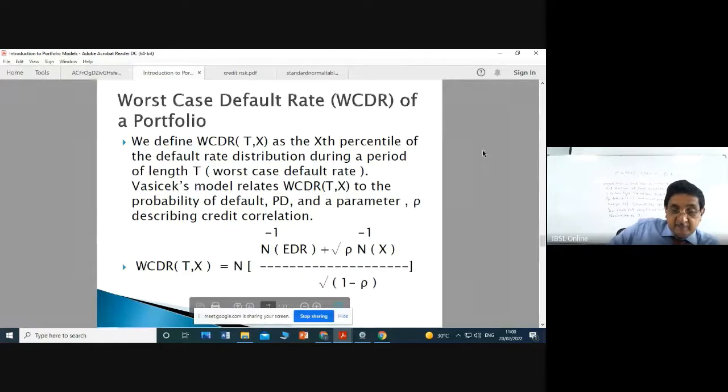Now I have given a problem on the board, and as per the problem, I have just written down the values. EDR is given there, it is 1%. X is given there, it is 99.5. And rho is also given. So then we are in a position to calculate worst case default rate for this portfolio. First of all, we will do that.